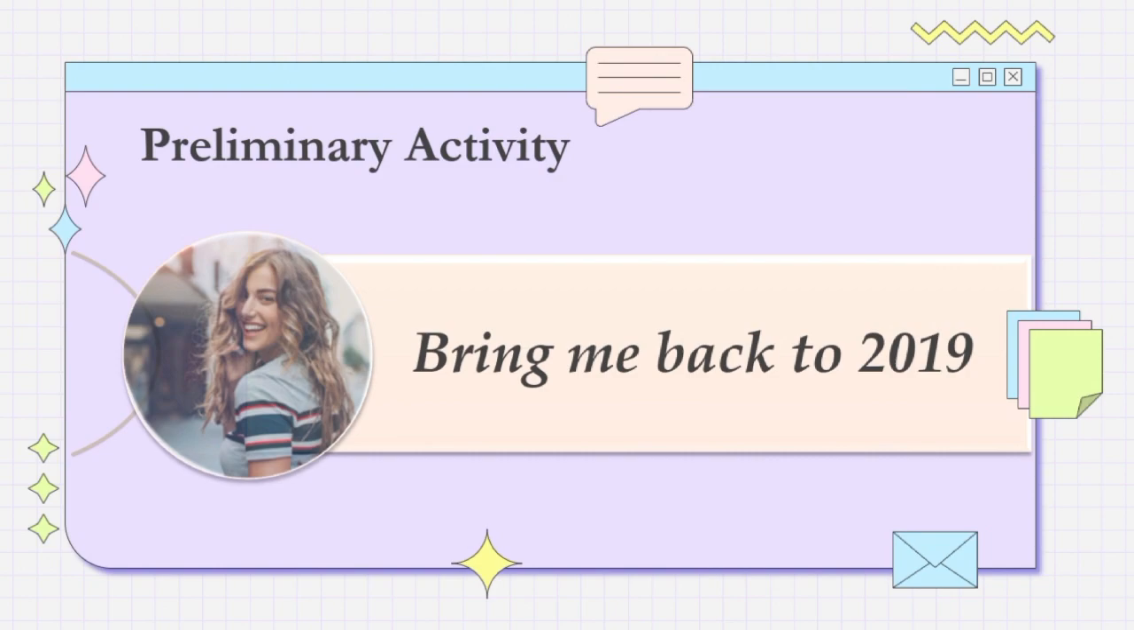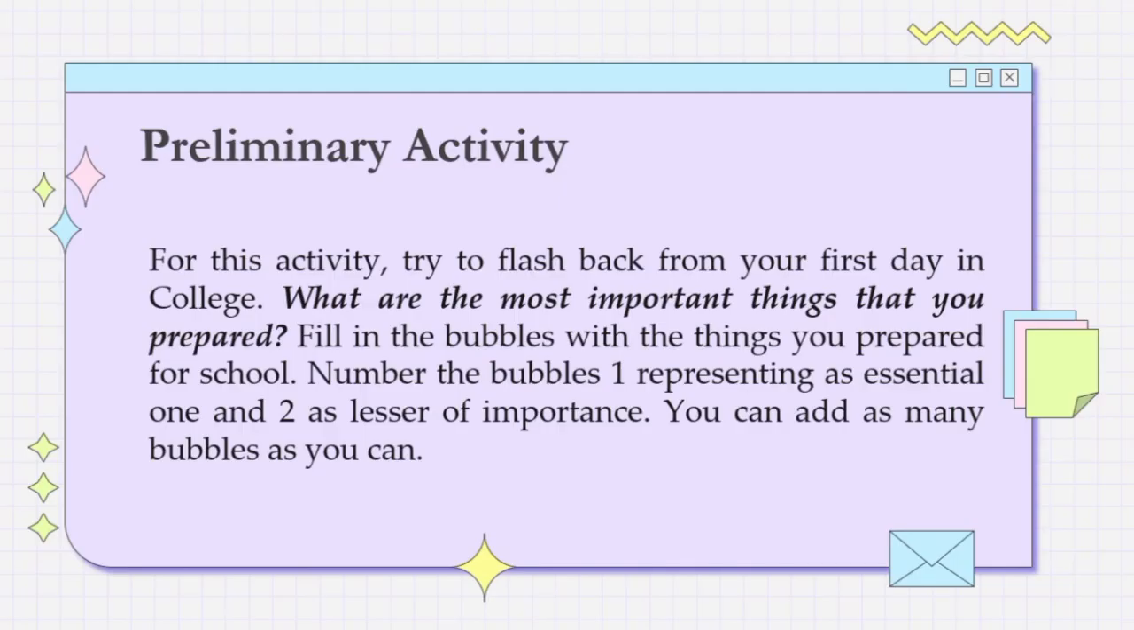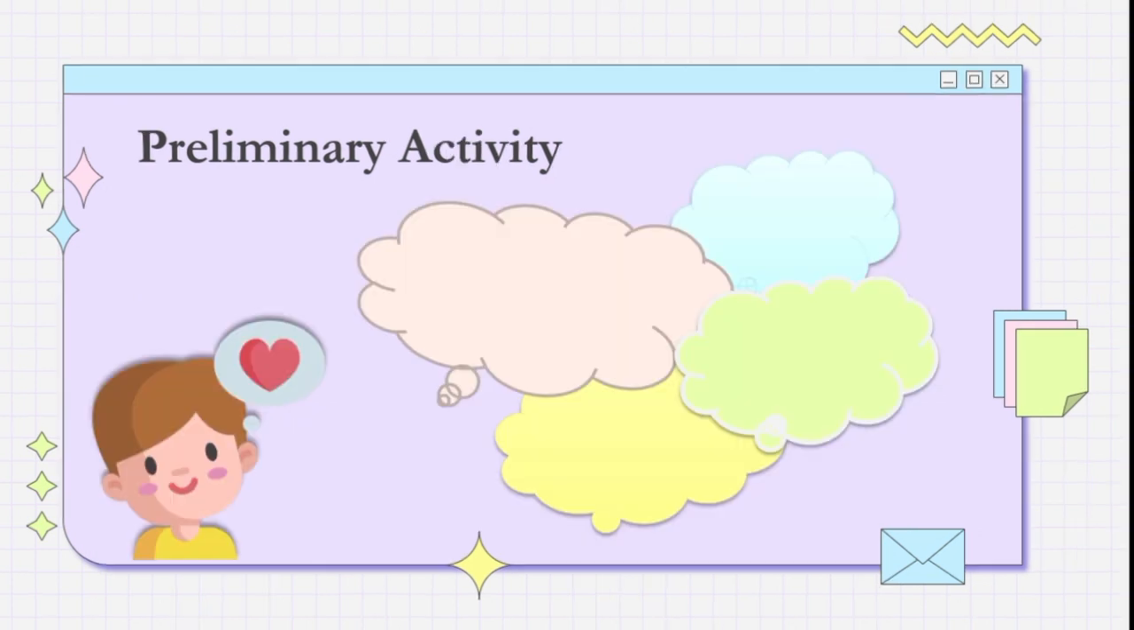Before we start with our topic, let us perform this motivation or preliminary activity entitled Bring Me Back to 2019. For this activity, try to flash back from your first day in college. What are the most important things that you prepared? Fill in the bubbles with the things you prepared for school. Number the bubbles 1 representing as essential and 2 as lesser of importance. You may add as many bubbles as you can.